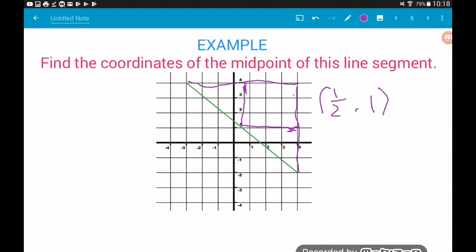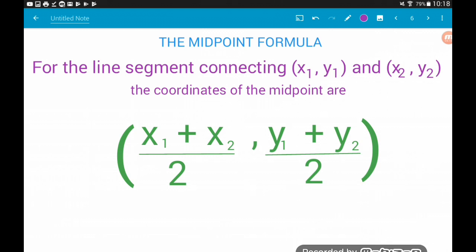Now you're not always given line segments on a graph. You might just be given the coordinates, or you might just be given a line segment that doesn't have a coordinate grid behind it. Now luckily there's a formula to find the coordinates of a midpoint, and it looks a lot scarier than it is. So let me just walk you through it. I promise you when we do the examples after this, it's so much simpler than this makes it look.